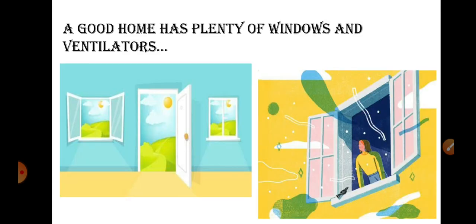Now, a good home has plenty of doors, windows and ventilators. Ventilators means those areas from where fresh air can enter the house and the bad air inside your house can leave the house. Now bad air, how can you say that in your home there is bad air?